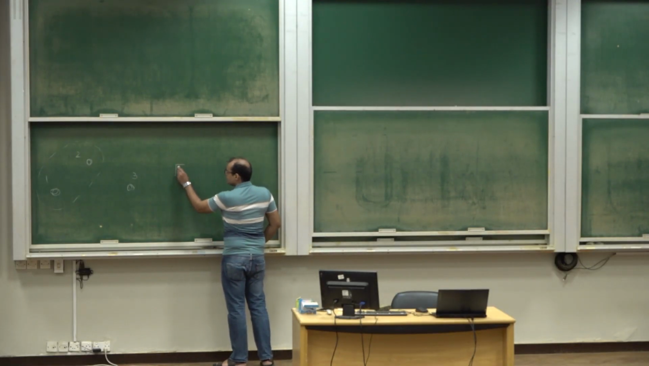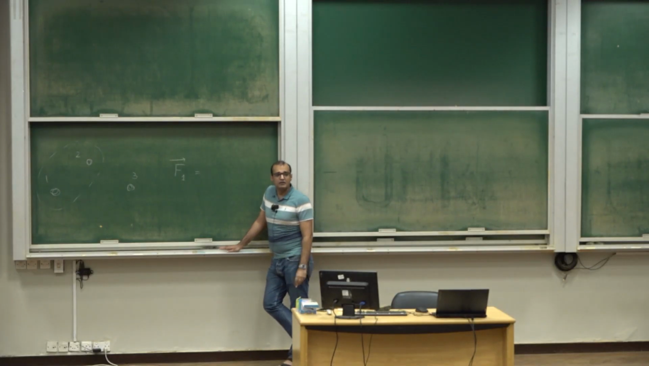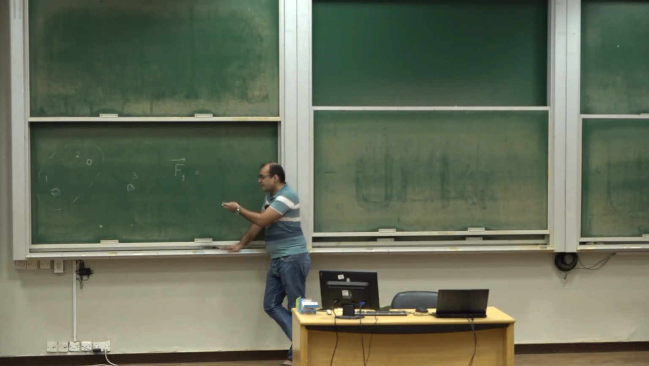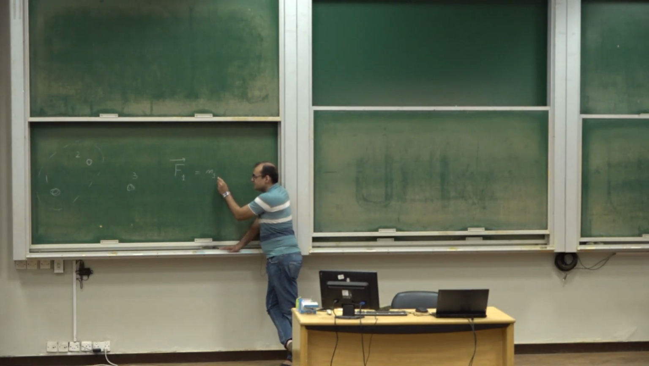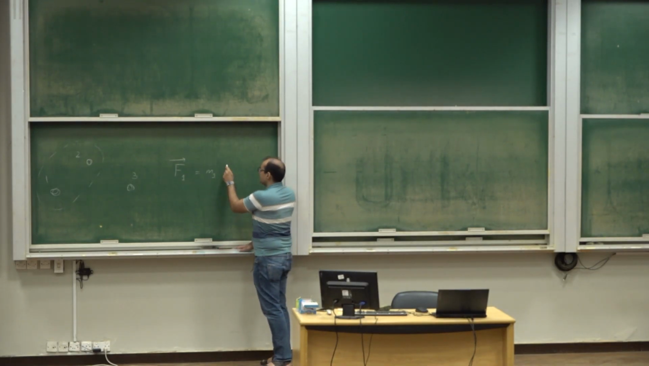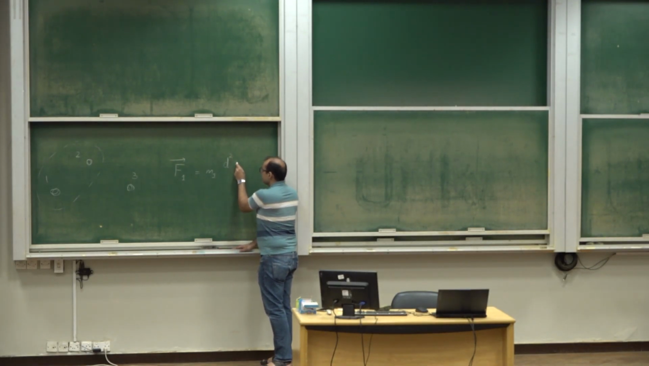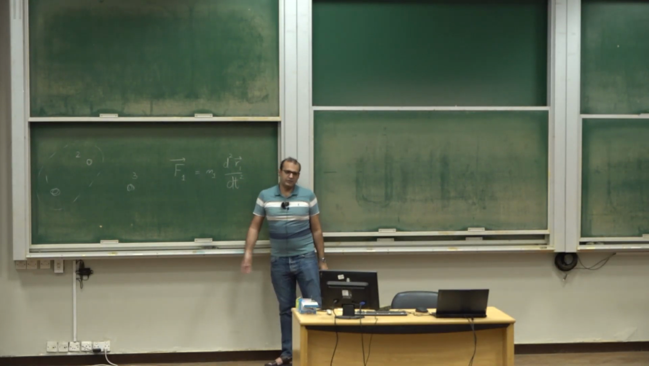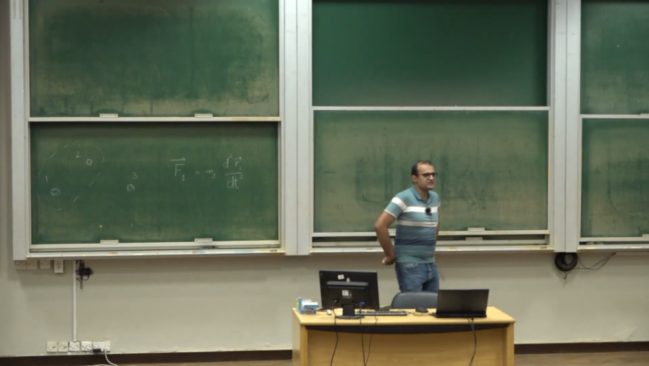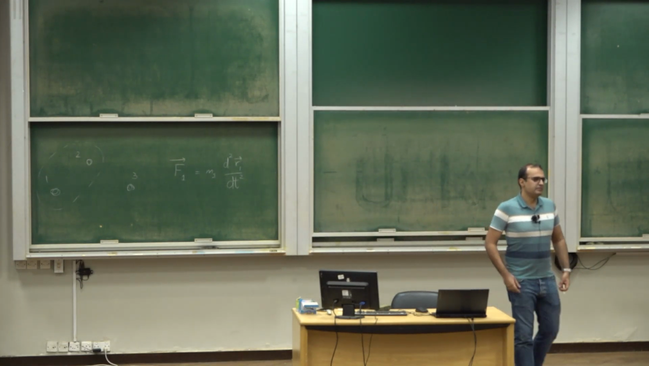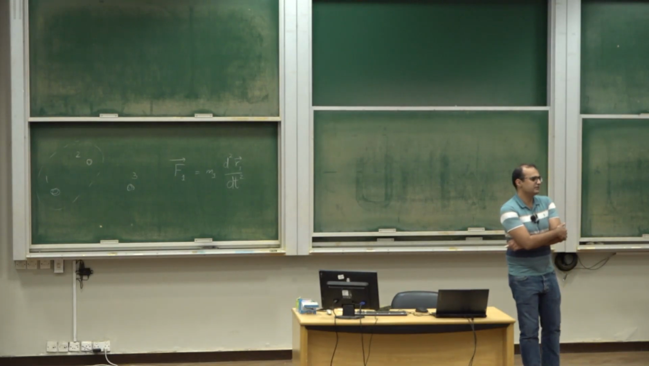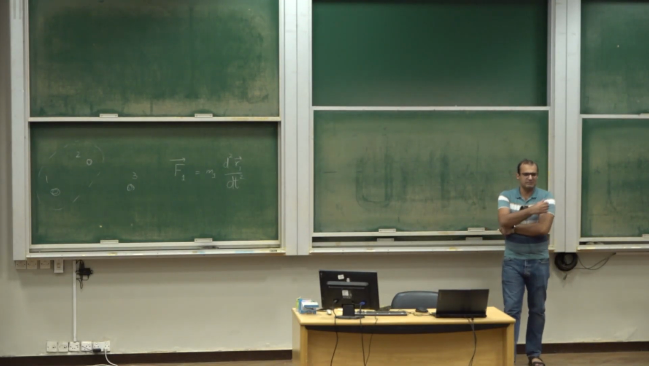So Newton's second law applied to the first particle says that the total force acting on the first particle equals m1, the mass of particle 1, times the acceleration of particle 1, which, for reasons that will become clear in due course, is preferable to write as the double derivative of the position vector. Because in the manipulations I'm going to do very soon, I'll be using some properties of the derivative. That's why I'm writing the acceleration as a derivative. Of course, you could have written down m1 a1, that's fine.